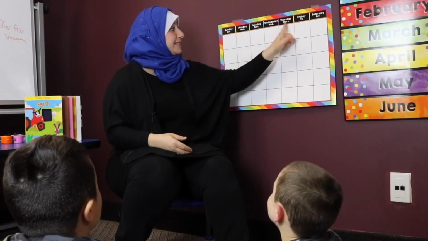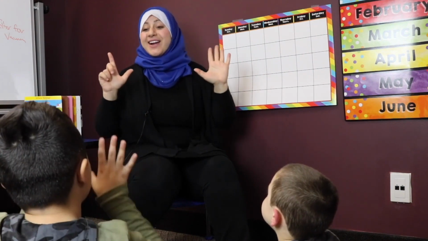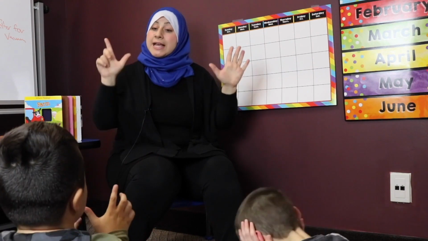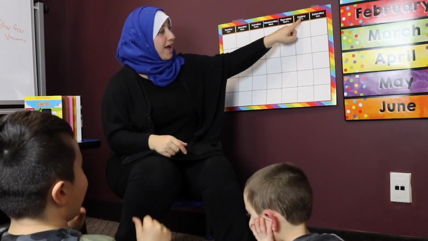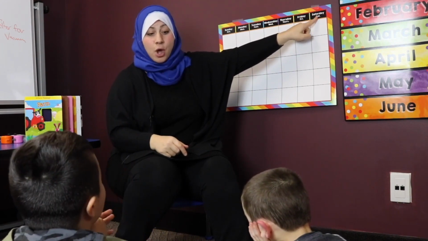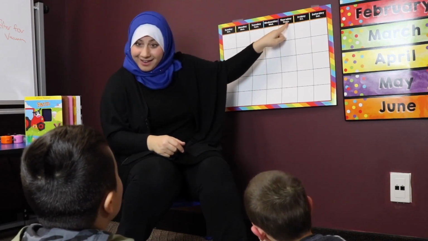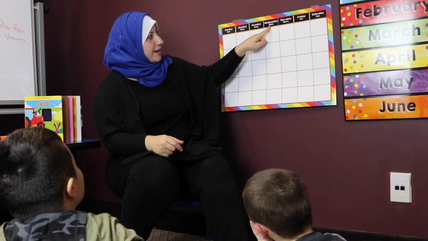So let's go through our 7 days of the week. Are you ready? Yeah. There are 7 days in a week. Sunday, Monday, Tuesday, Wednesday, Thursday, Friday, Saturday. Which one is Wednesday? Yes. Over there. This one? No. This one? No. Oh, this one. Which one is Friday?